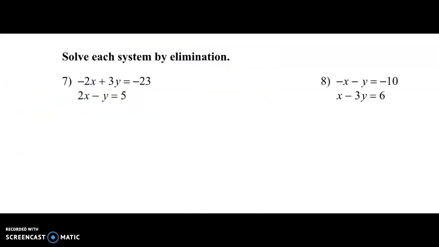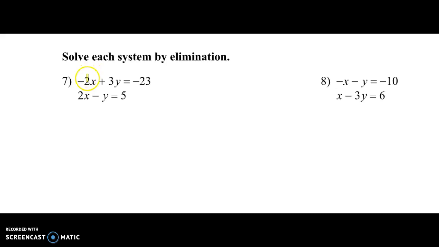Alright, so now moving on to the elimination method. With the elimination method, we want both equations to be in standard form, such that the x terms, the y terms, and the constant terms are all lined up vertically. So you see here with example number 7, we do have that.